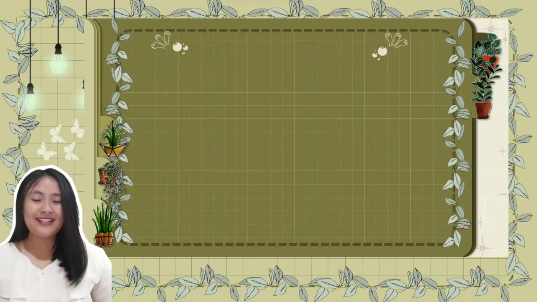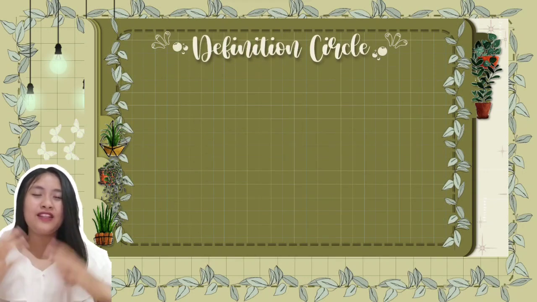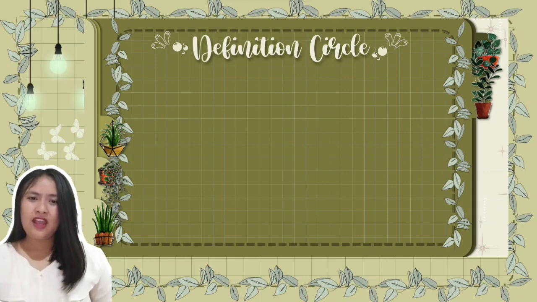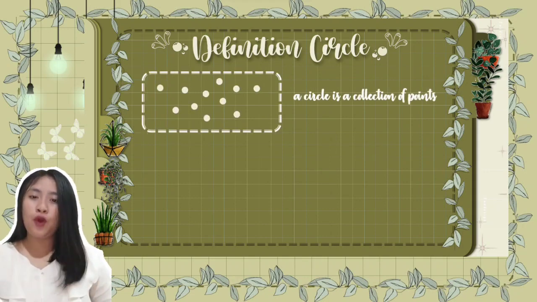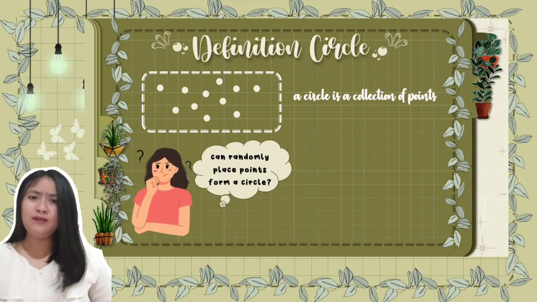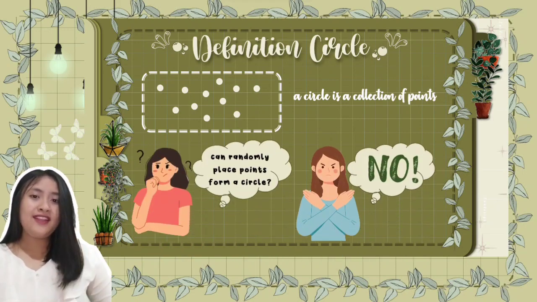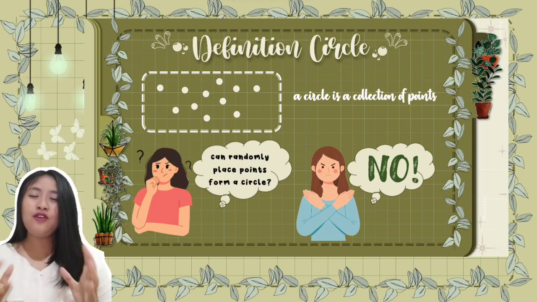Okay guys, first let's start talking about the definition of a circle. What exactly is a circle? Or how is the circle formed? A circle is a collection of points, but can randomly placed points form a circle? No, right? So, can you tell me how the points come together to form a circle?